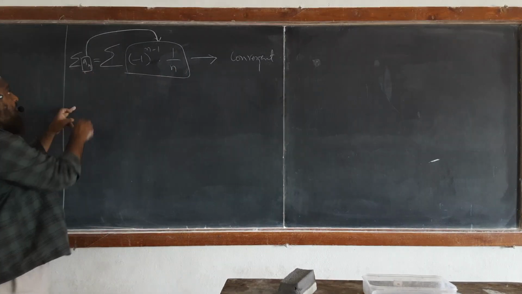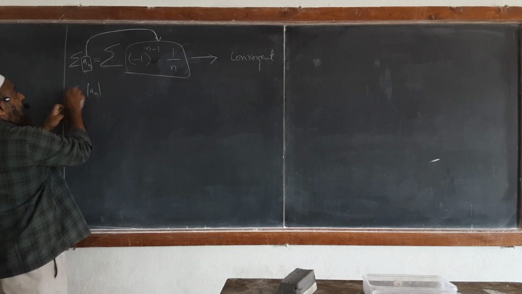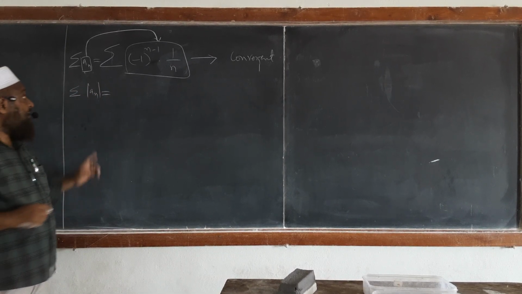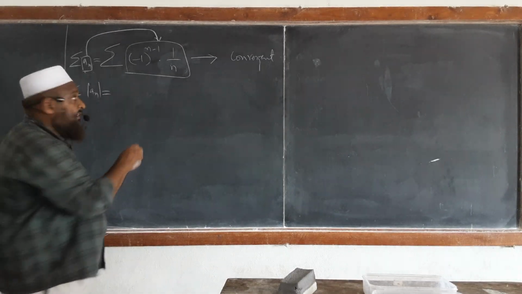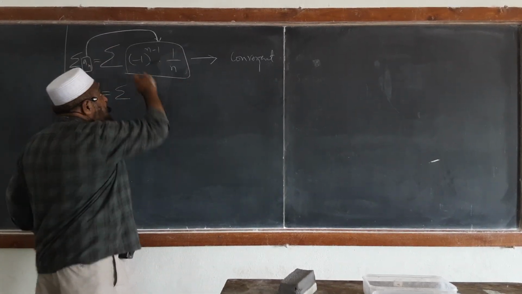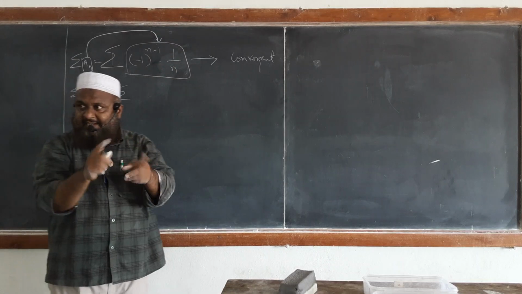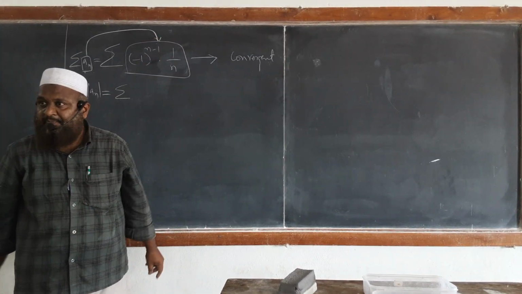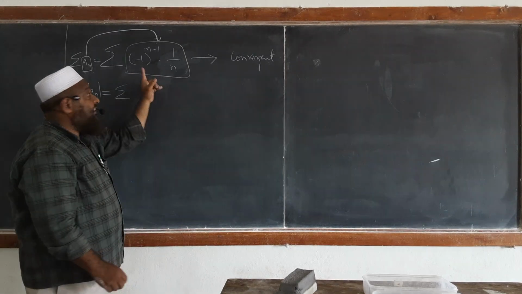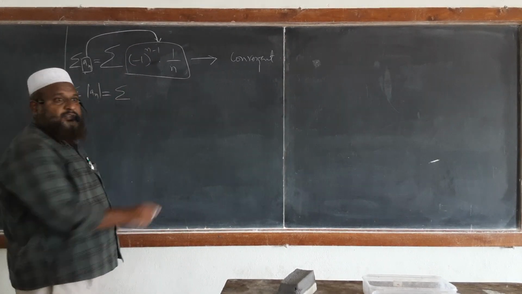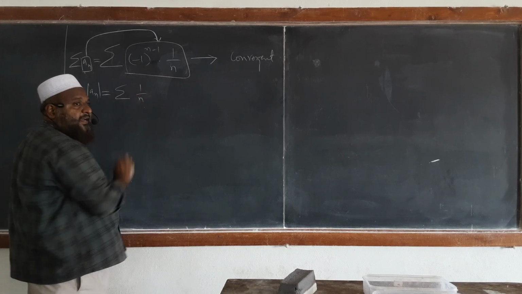Now I will apply mod to this an. I will see how is sigma mod an. Sigma mod an means sigma mod of this one. What is happening here? Alternately plus minus, right? But when we apply mod, all terms will be positive. So no need of writing this one. When you apply mod, this will be gone. So it is just sigma 1 by n.